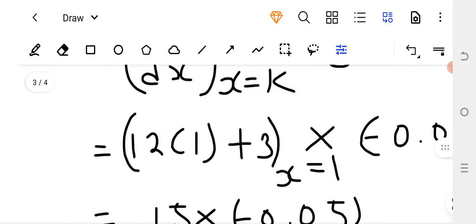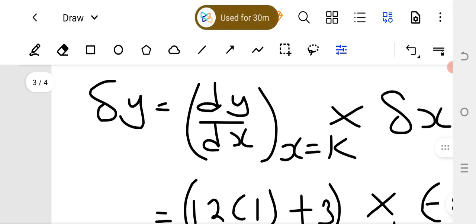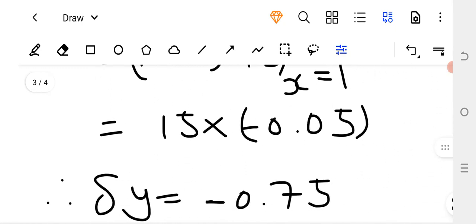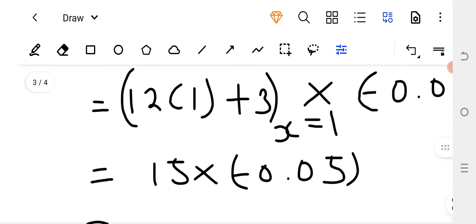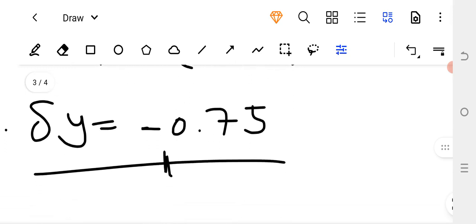Just need to know that particular formula, which is really scary in the beginning, but as you go on with more practice, you're like, I know this formula. And have you seen how fast we have found our change in y? We just needed to plug in x is equal to 1 into that formula and find our delta x. Then we found the change in y as that.